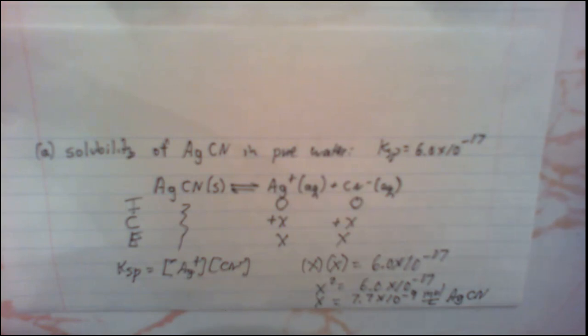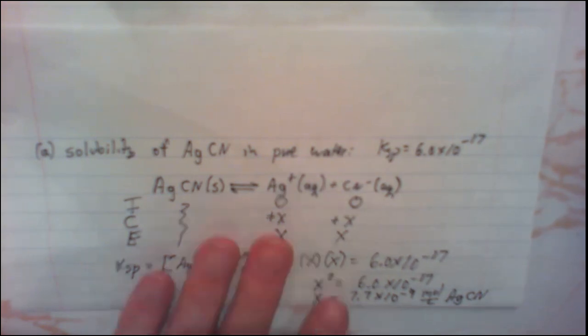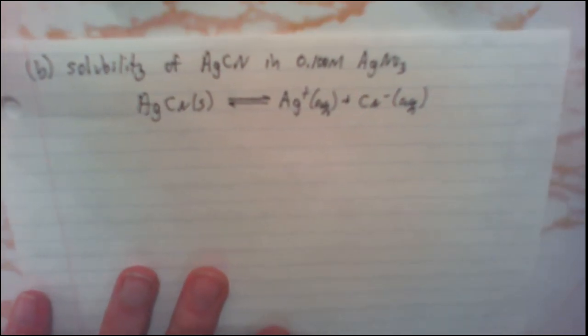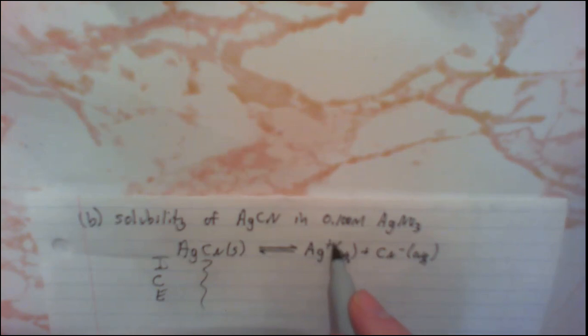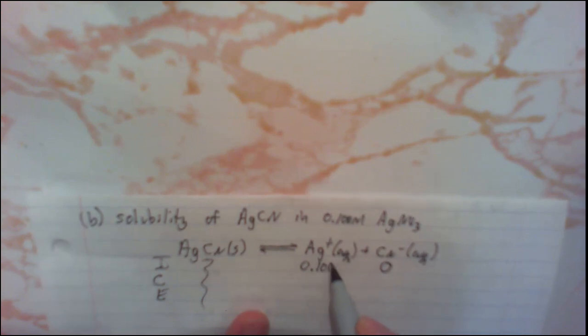If we then compare that to the solubility of the same substance, but in 0.1 molar silver nitrate. So initially we set it up very similar to the week before. We set up an ICE table. Okay, for the solid, and this is pure. This is no longer pure water. This is now 0.1 molar silver nitrate. So initially, yes, we still have 0 concentration of cyanide initially, but we have 0.1 molar concentration of silver ions.